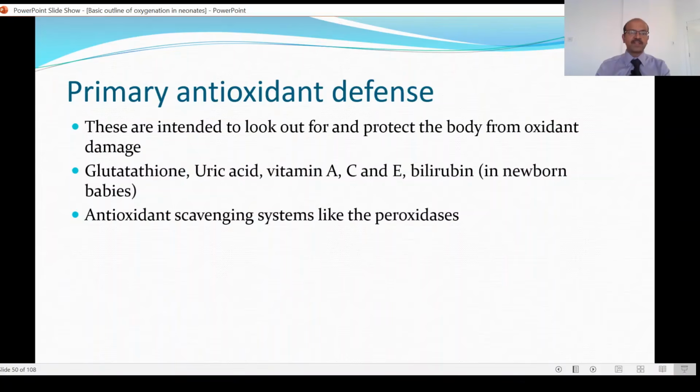So the primary defense is mainly intended to look out for and protect the body from oxidant damage. Examples are glutathione, uric acid, vitamin A, C, and E, and bilirubin in newborn babies. We all know that vitamin A has been shown to have an impact in reducing BPD, and part of it is related to its role in maintaining the epithelial surface, but also it's due to its antioxidant effect. Vitamin C has been tried, and a high level of vitamin C can itself create oxidative stress, so we should be careful not to overdose it.